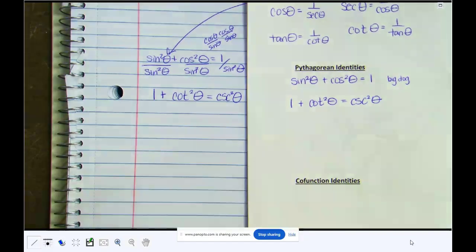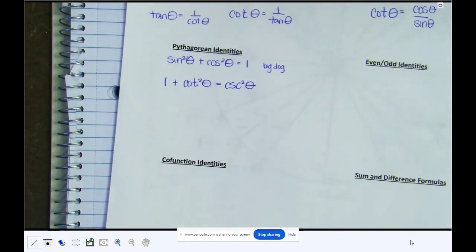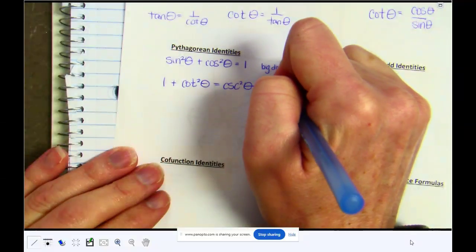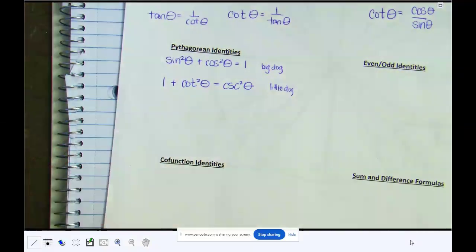Okay, that needs to be written down. Write it down. That is also a Pythagorean identity. We do not use it as much, so it is a little dog. Also, little dogs come from big dogs, so it also works biologically speaking.